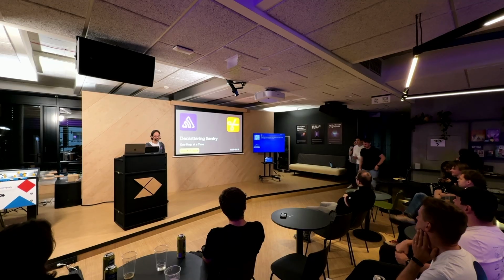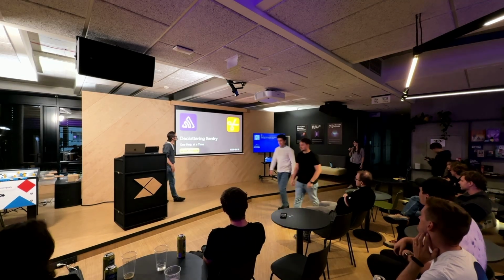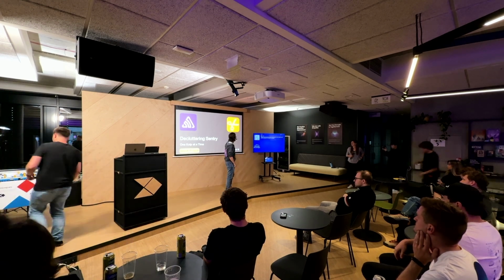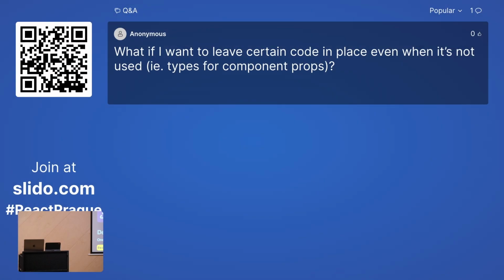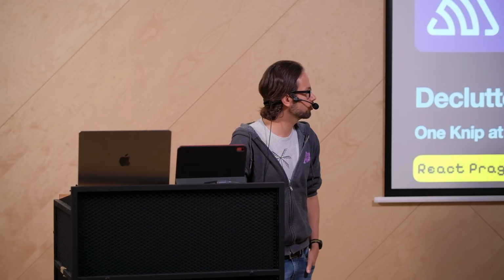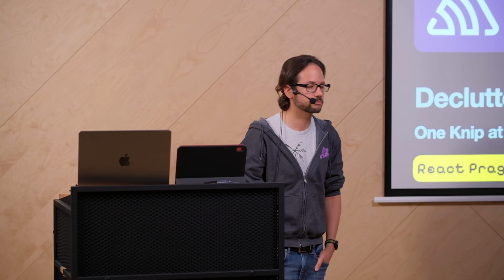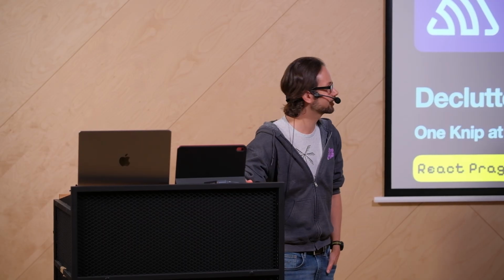We have one question. I'll just read that. What if I want to leave certain code in place even when it's not used? Types for component props. I don't know why I would want to have code that isn't used. I usually say we have Git for this, so you can always look into the past, what was there. I would just remove it. You can always annotate it with @public or something like I've shown, then it just stays around. You have a comment as well that tells other people, don't delete this, we need this.